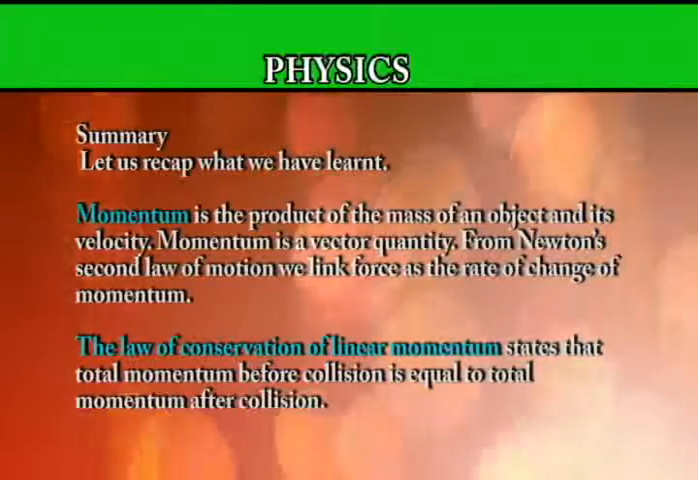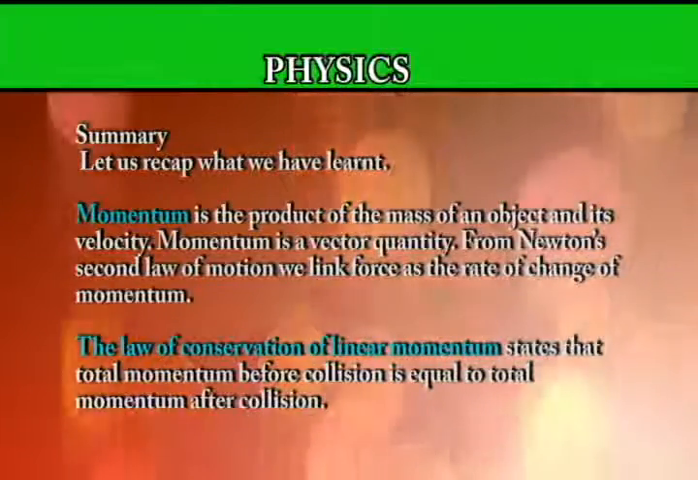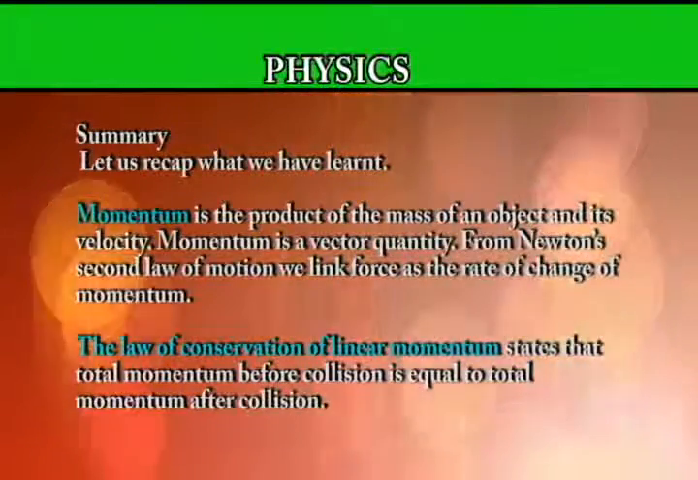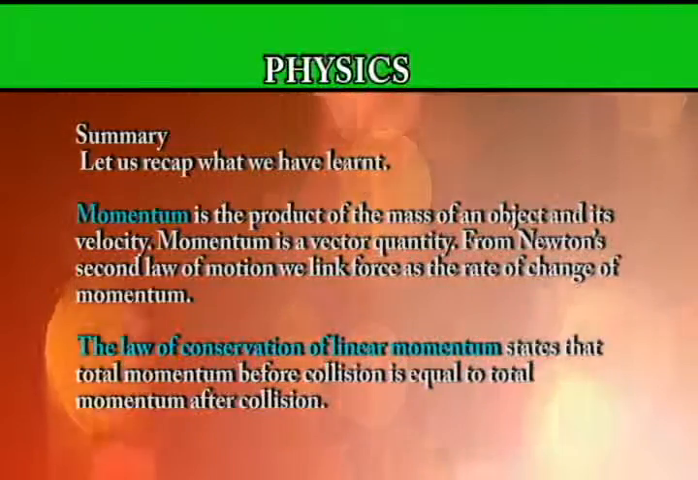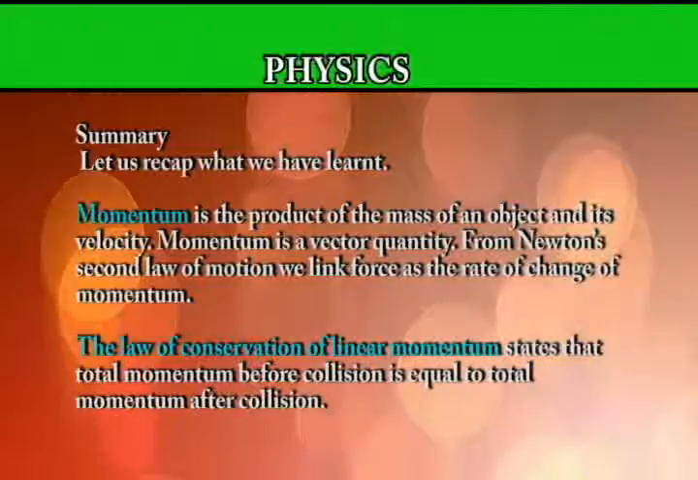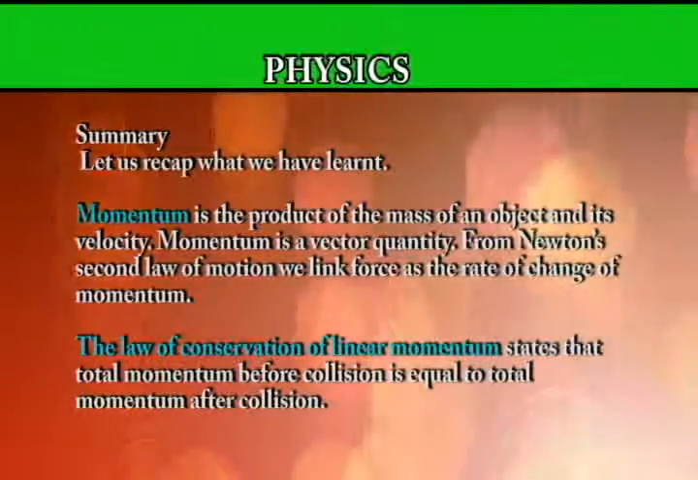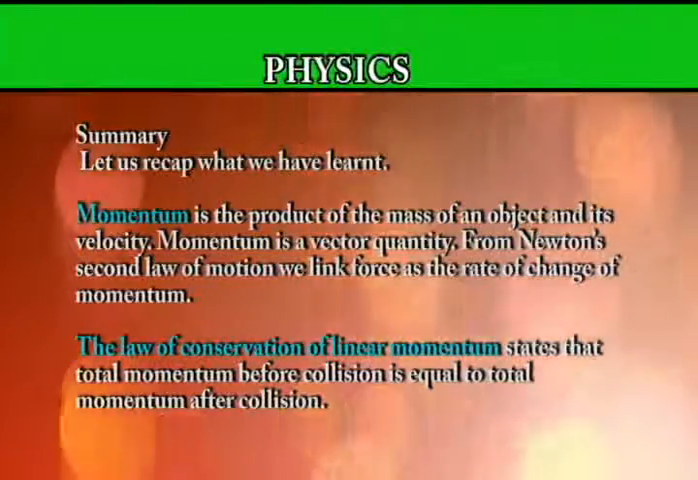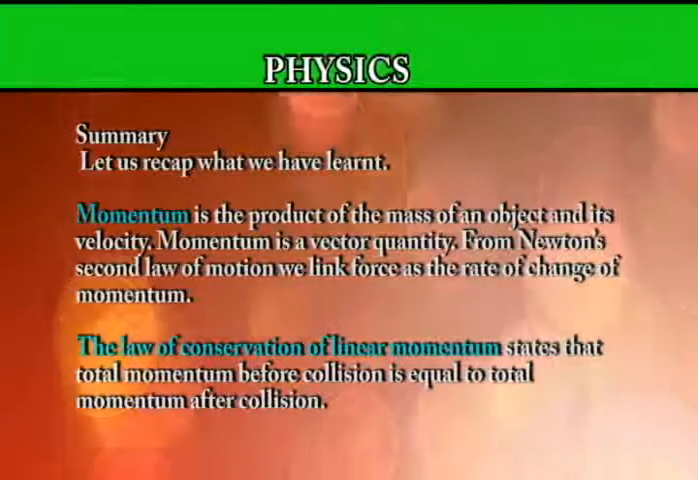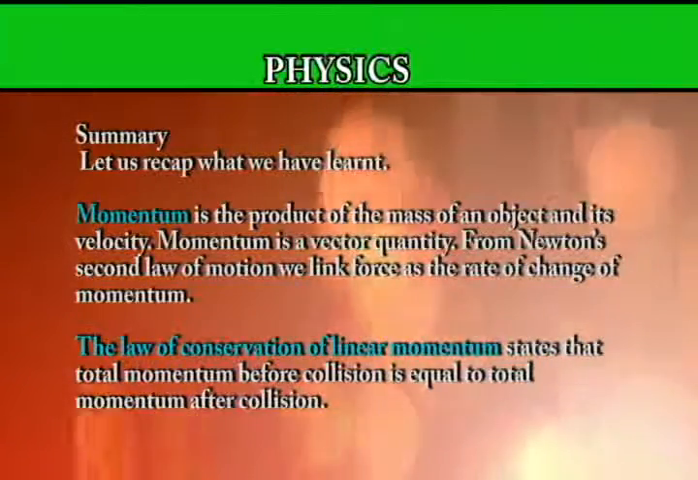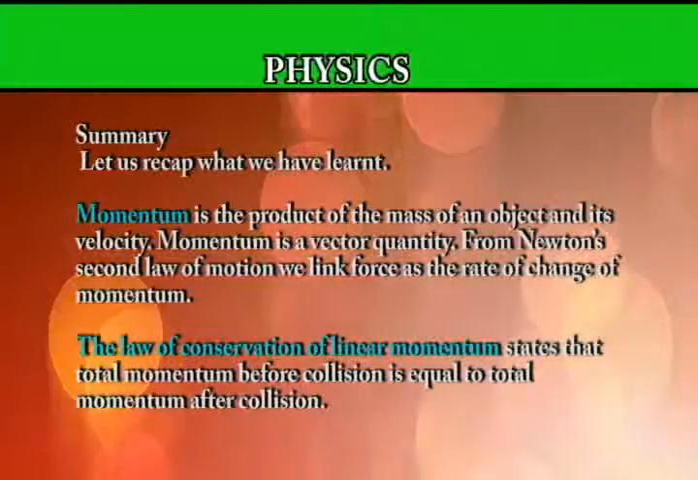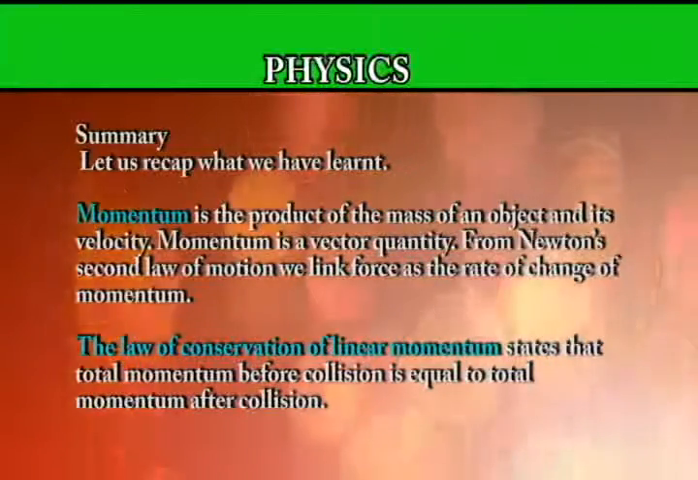Summary. Let us recap what we have learnt. Momentum is the product of the mass of an object and its velocity. Momentum is a vector quantity. From Newton's second law of motion, we link force as the rate of change of momentum. The law of conservation of linear momentum states that total momentum before collision is equal to total momentum after collision.